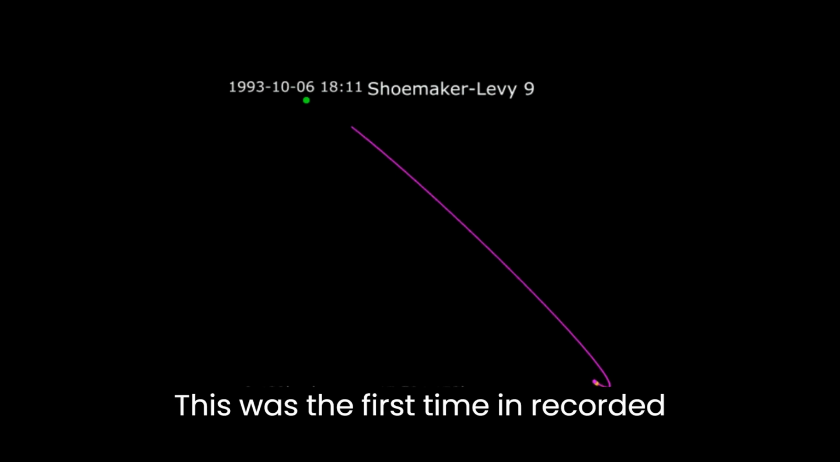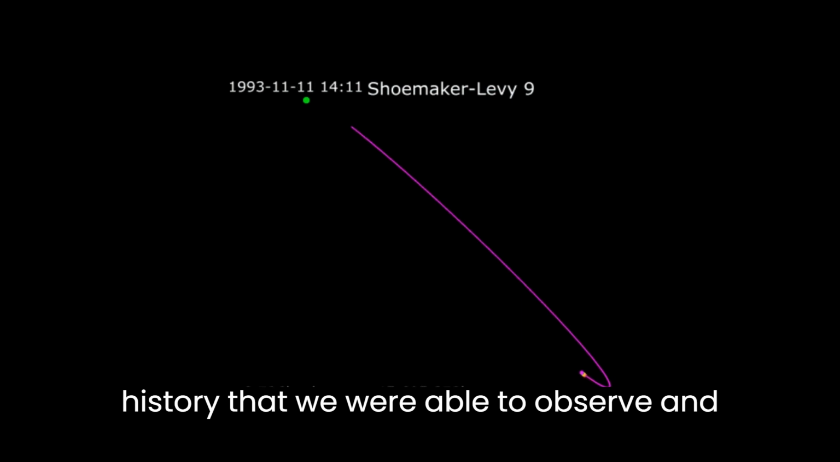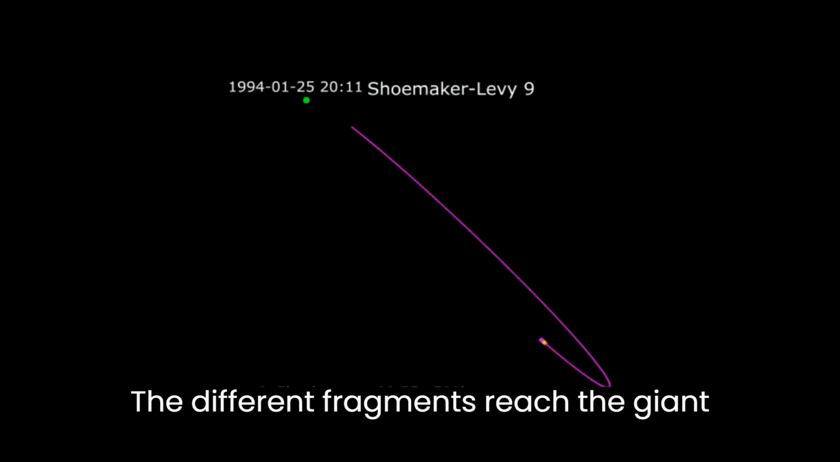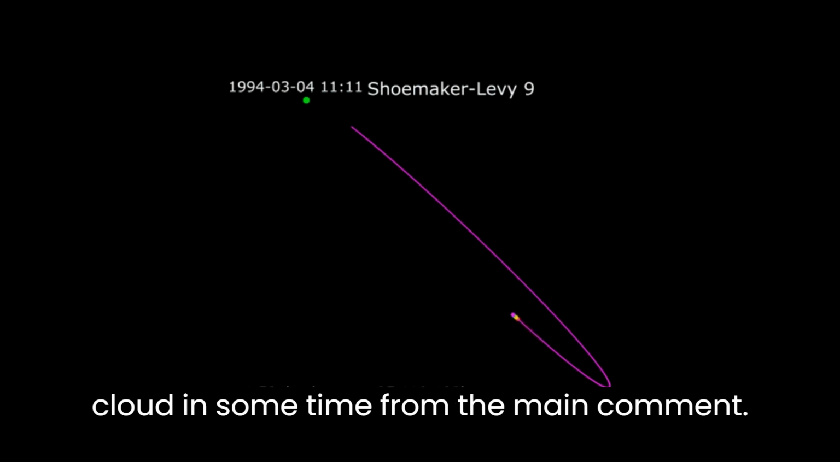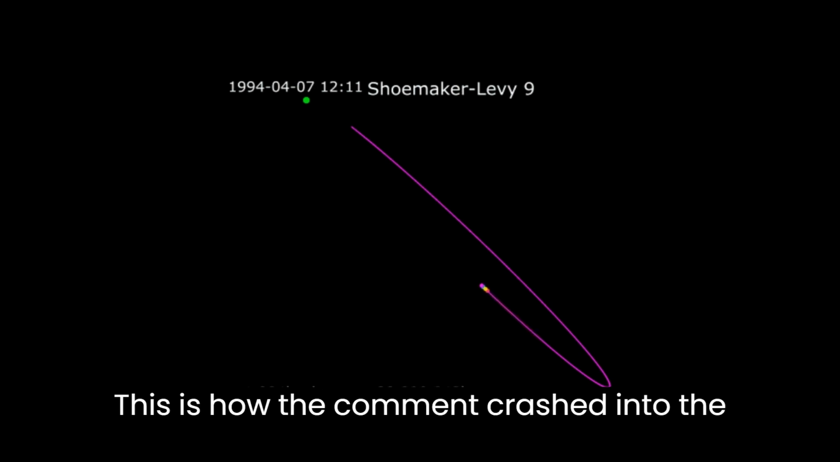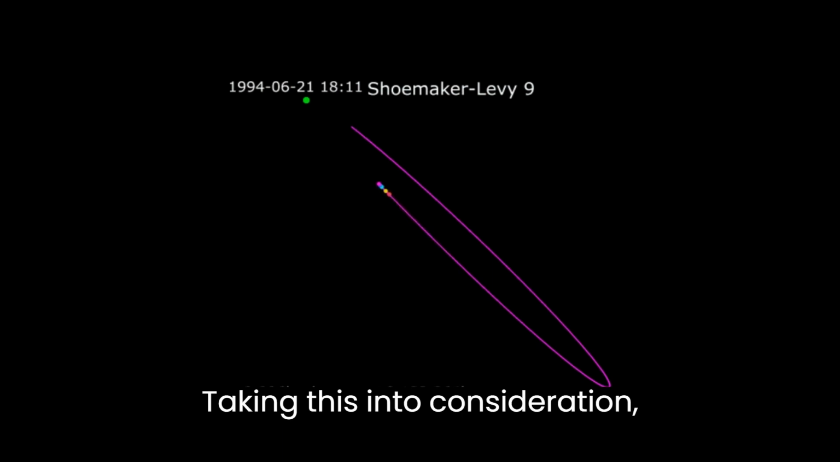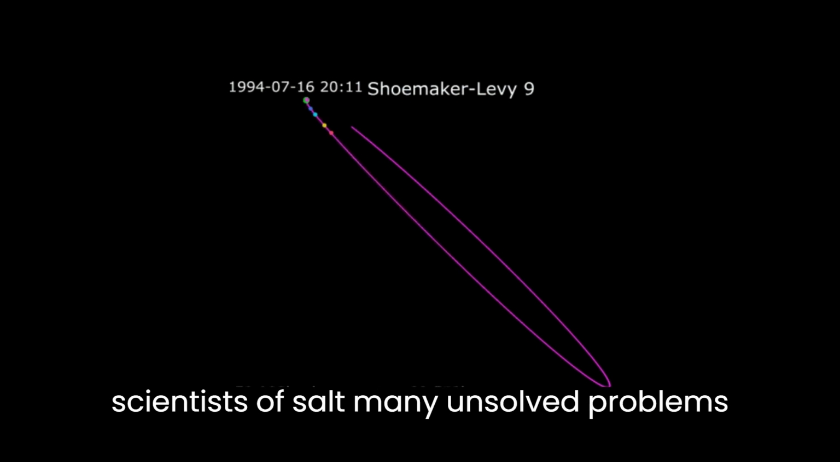This was the first time in recorded history that we were able to observe an extraterrestrial collision in the solar system. The different fragments reached the giant cloud some time after the main comet. This is how the comet crashed into the giant cloud. Taking this into consideration, scientists have solved many unsolved problems till now.